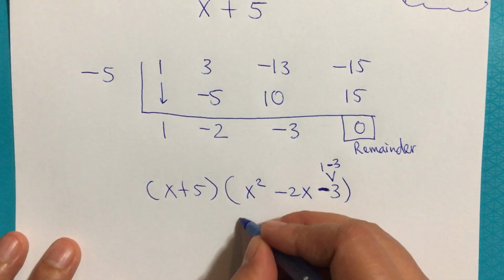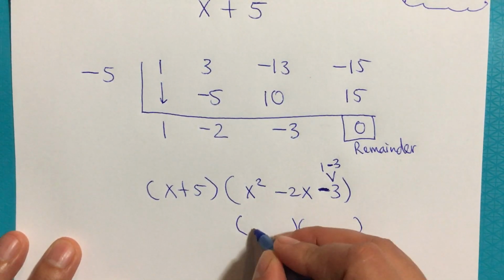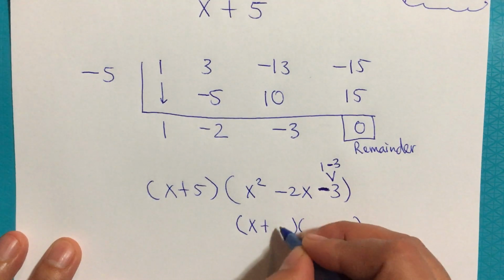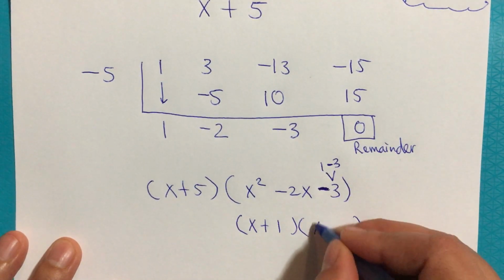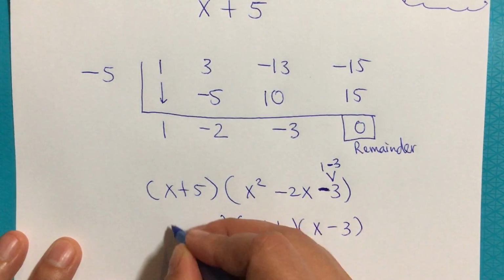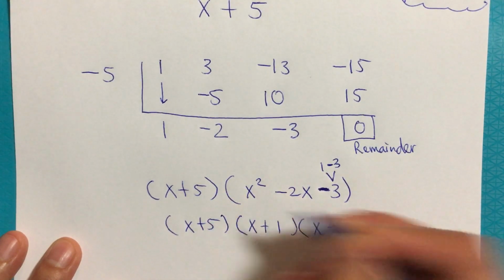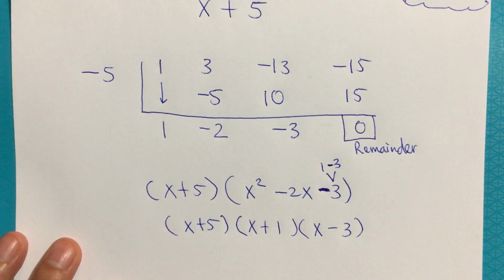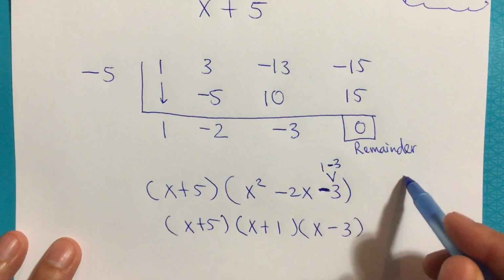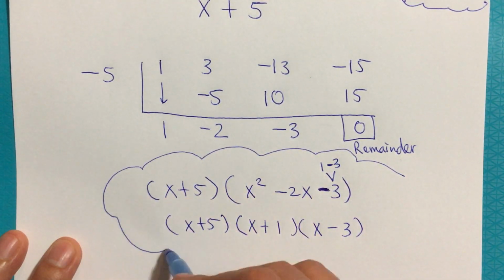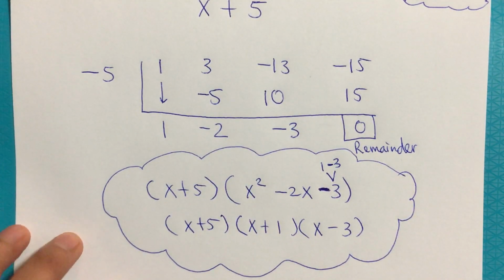We open our parentheses and put x plus 1, x minus 3, and just bring down the divisor that they had given us, which means it's one of the factors. Again, this part you don't have to do it, but it's good to practice it for the graphs later on.